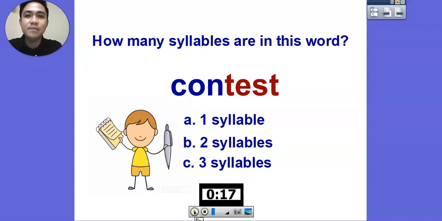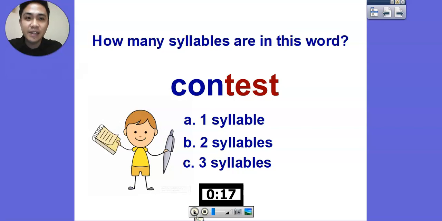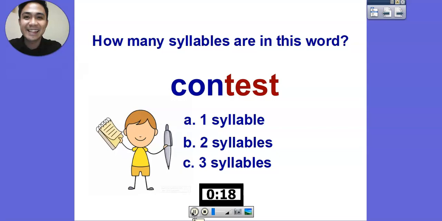How many syllables are there in this word? The first word is contest. Okay, starts now. Just write the letter. How many syllables are there in this word? Contest.